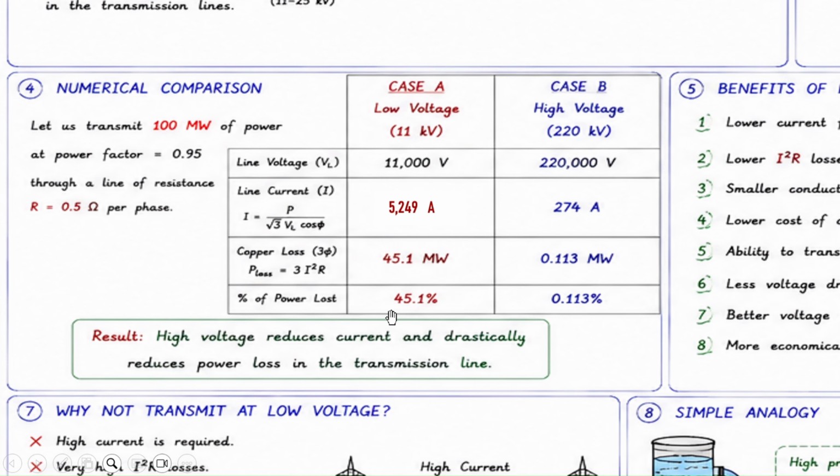From analyzing these numbers, we can clearly see that transmitting electrical power at a higher voltage through these transmission lines will lead to lower power being lost in the transmission process. So this basically says high voltage reduces current and drastically reduces power loss in the transmission lines.